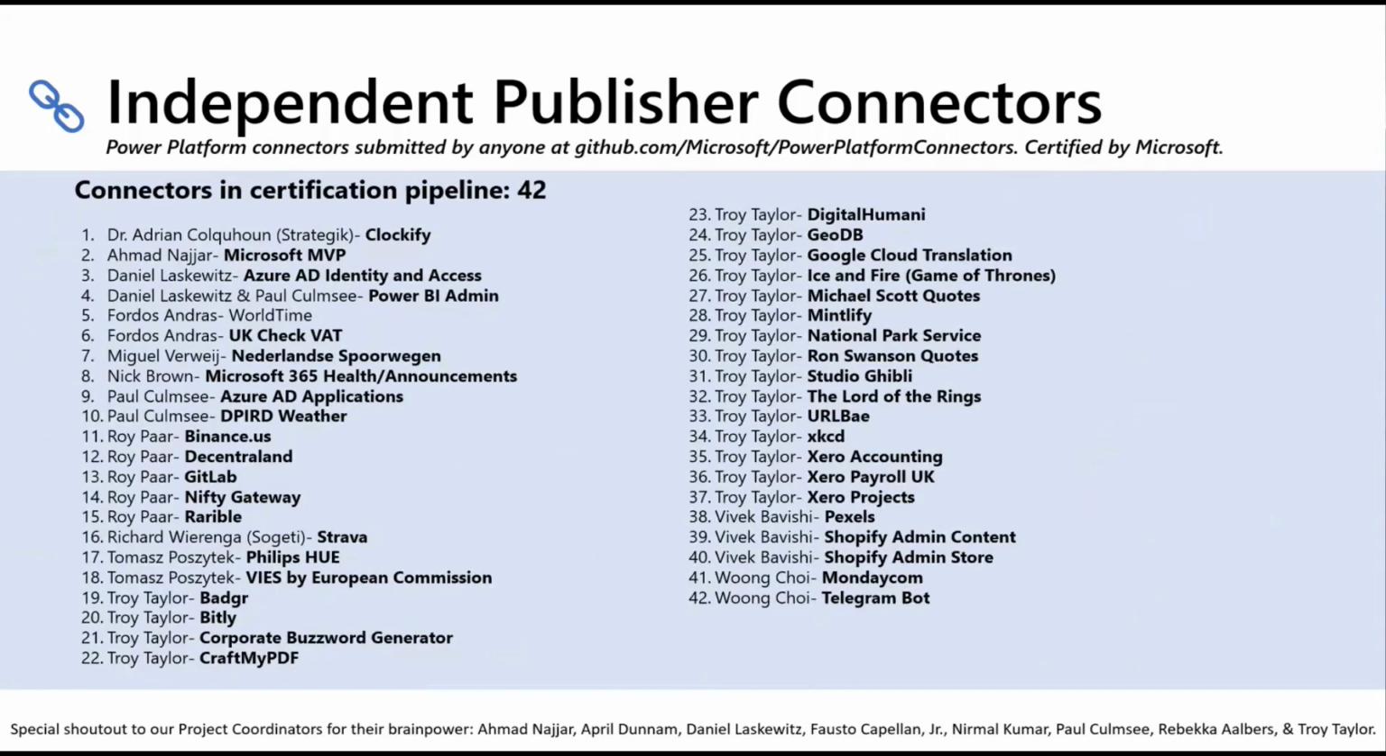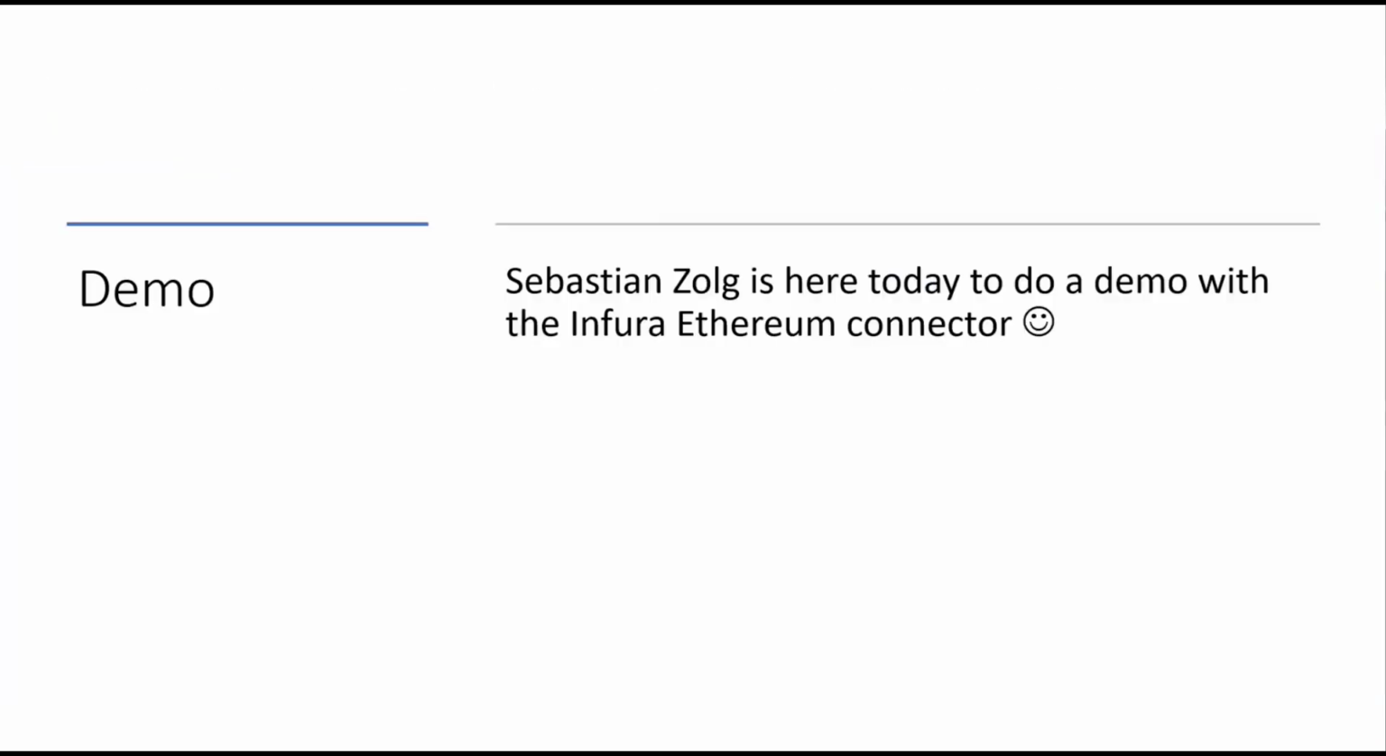And in terms of the connectors in our pipeline, we have 42. Here are all of them here. We got a couple of new ones this week, including National Park Service. So that's definitely specific to the US, but it's awesome to see that. And we can now move on to the demo on Infura Ethereum. Sebastian, take it away. That's cool.